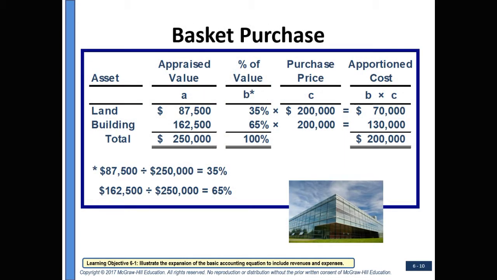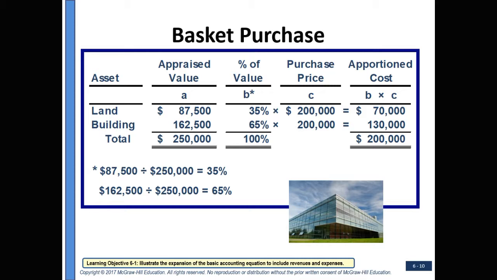We start with the appraised value. We list the land and the building and each of their appraised values, as a total $250,000 appraised value. We're going to take the cost, or what we actually paid for it, and apportion it to the land and the building based on the percentage of each of the assets' appraised value to their total appraised value.